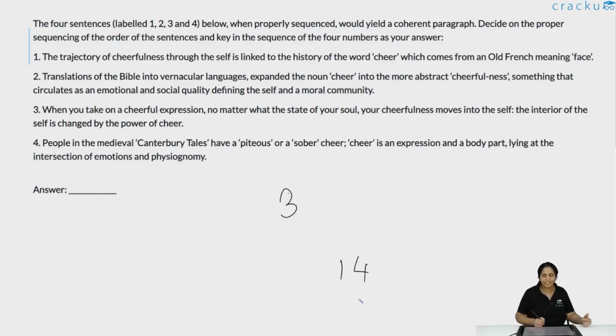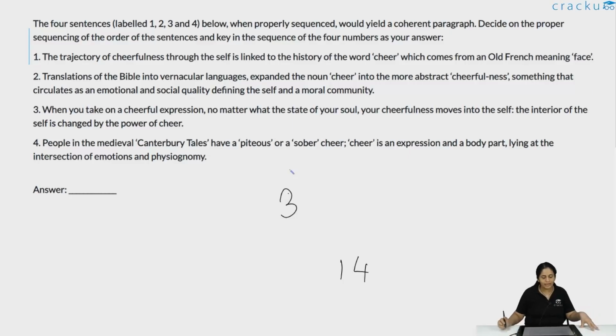So 1 and 4 are essentially a pair, which explain how the word cheer then became cheerful. So 3 starts off telling you about cheerfulness, and essentially talks about the power of the cheer. And from cheerful, to understand the cheerfulness, you have to understand cheer. It began with the old French word meaning face, and then that is why people in Canterbury Tales said, okay, he has a sober cheer or a piteous cheer.